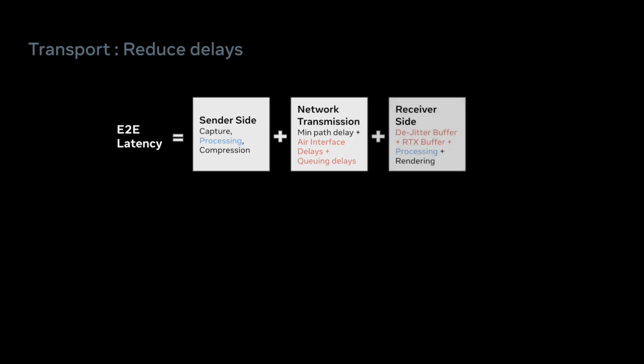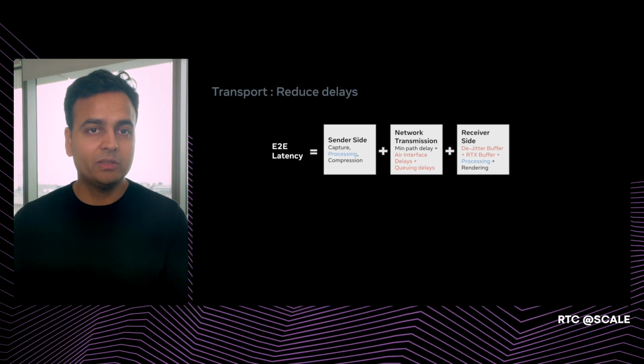And then third, you have latency on the receiver side because of the de-jitter buffer, which allows you to smooth the data. Retransmission buffers, which are there to recover from packet loss. And then if you do any processing or rendering, they might also cause significant latency.